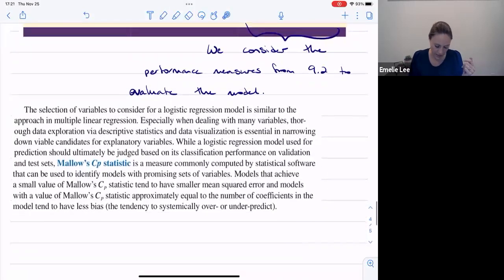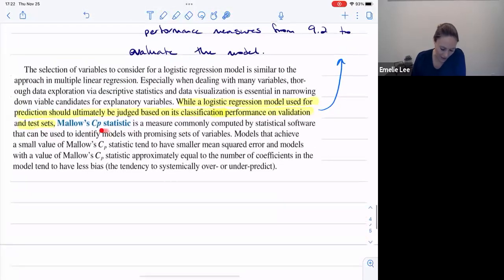So while a logistic regression model used for prediction should ultimately be judged on classification performance on the validation and the test set, so that's referring to what I said up here, right? So we look at the performance measures that we talked about a lot in section 9.2, but there are other things that we can look at.